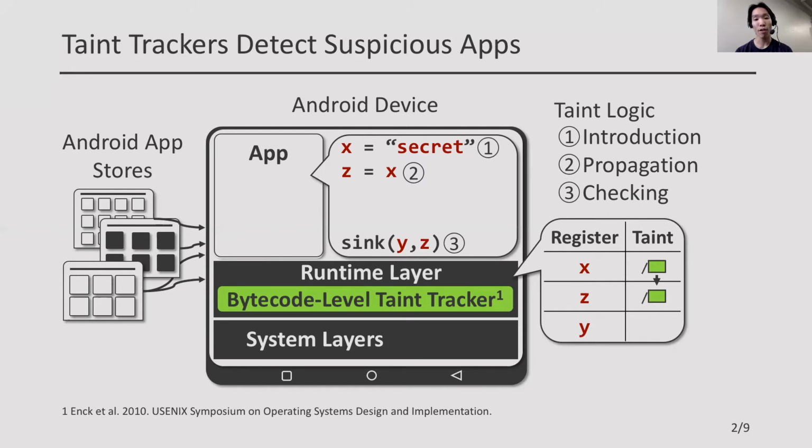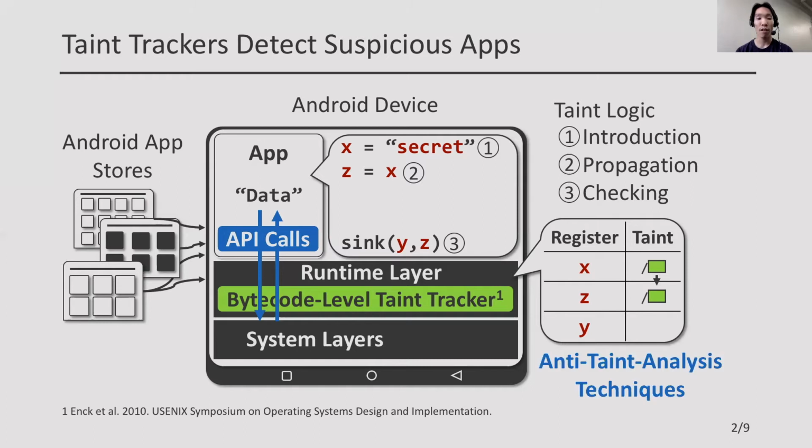However, an app can circumvent the tracker by calling API methods that transfer information through the system layers, including native and core libraries and the Linux kernel. It is called the Anti-Taint-Analysis technique.